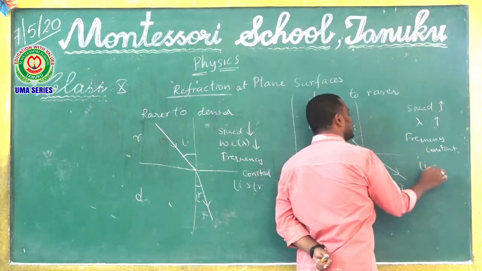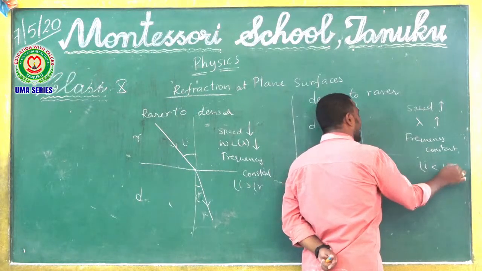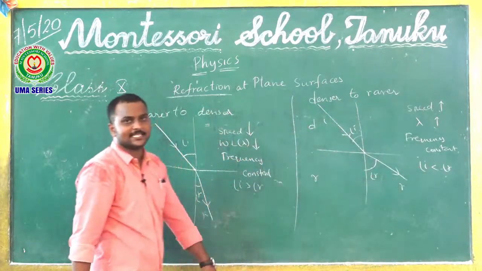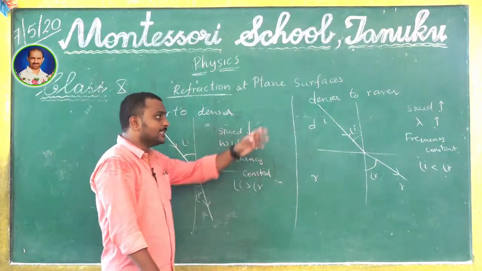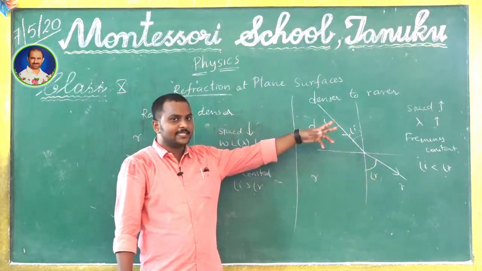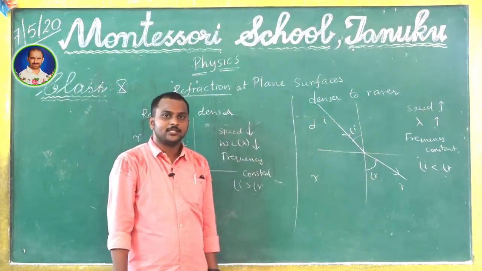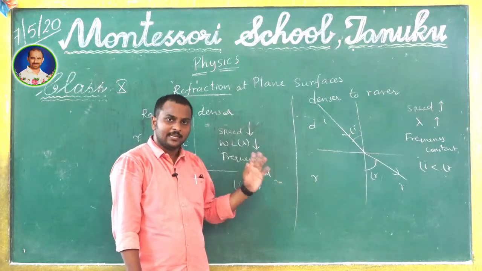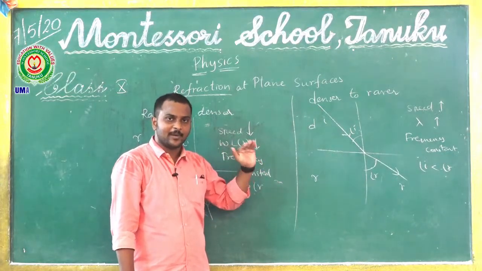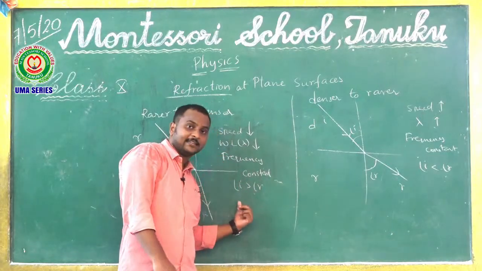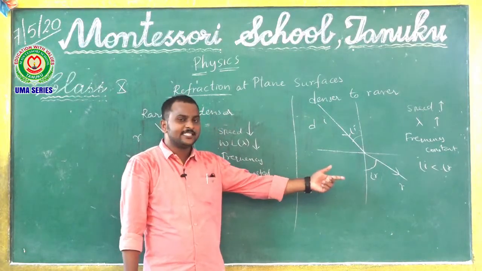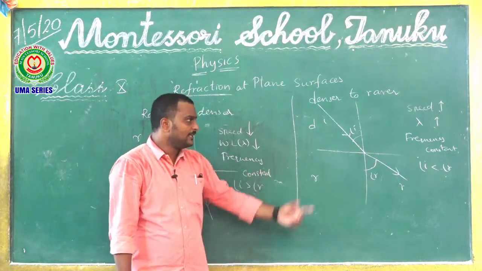And angle I is less than angle R. So when the light is traveling from denser medium to rarer medium, the speed increases, the wavelength increases, and here also the frequency remains constant. So with respect to the speed of the light, the frequency is remaining constant, and the angle of incidence is greater than angle of refraction. Here angle of incidence is less than angle of refraction in the second case.